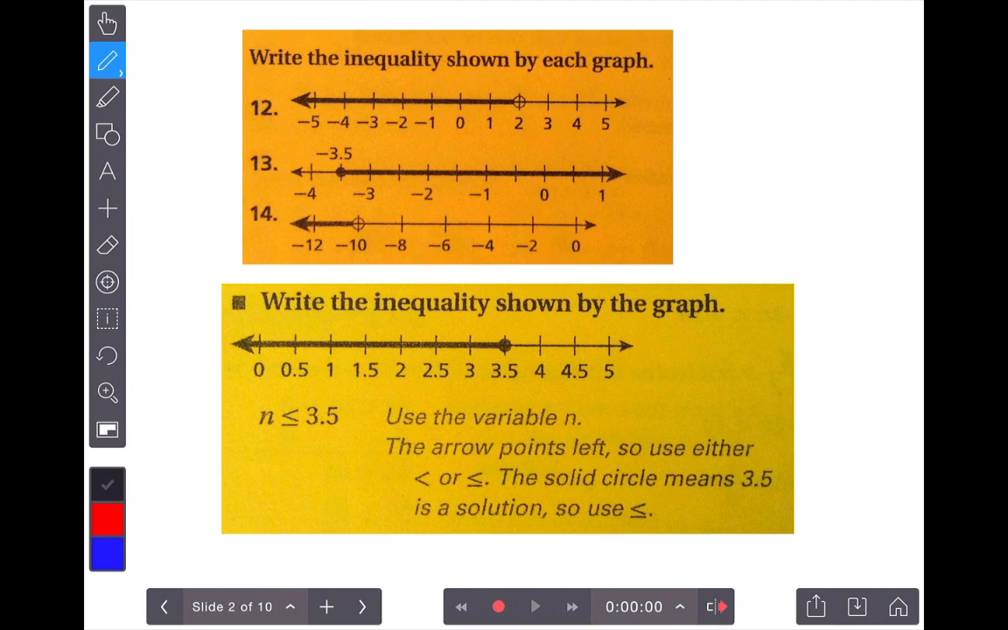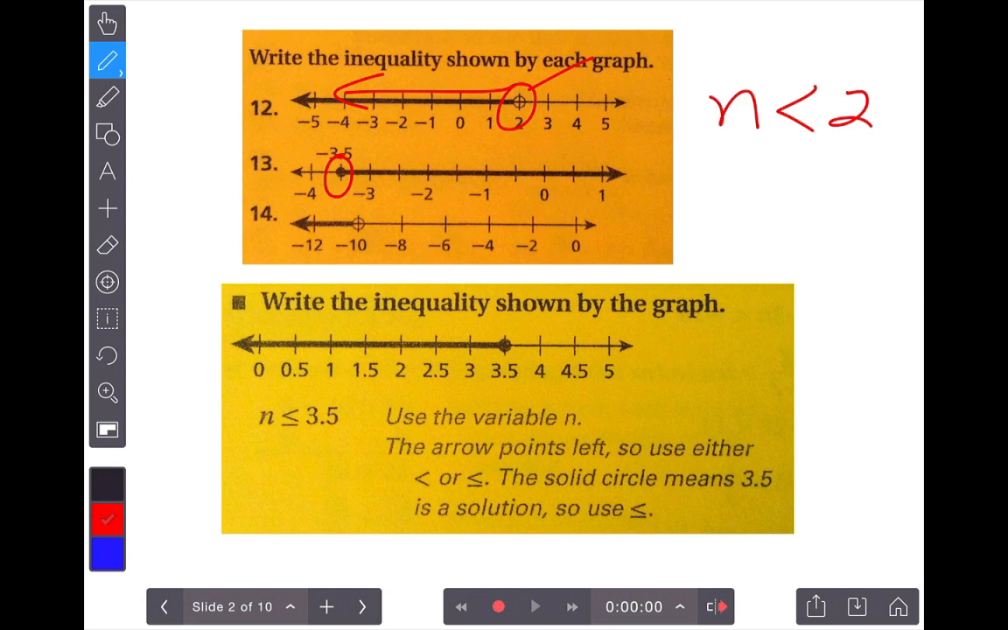Now, on the next slide, this one says write the inequality shown. Now, I'm giving you the graph. So what I want you to do is give me the equation that goes with it. For instance, and you can use any variable you want. You can use x, y, z, n, it doesn't matter. Notice this starts at 2, all right? Notice that the arrow is going less than. So I know the number is going to be less than. So you know what? Let's just put n. n is less than 2, and it's open.